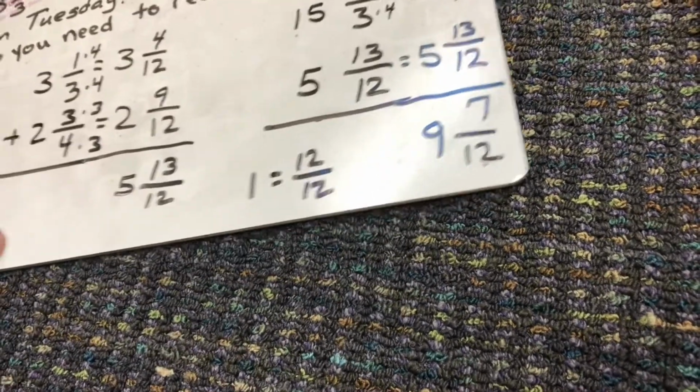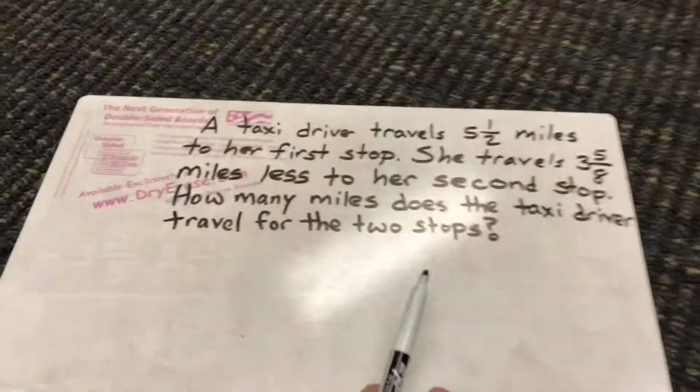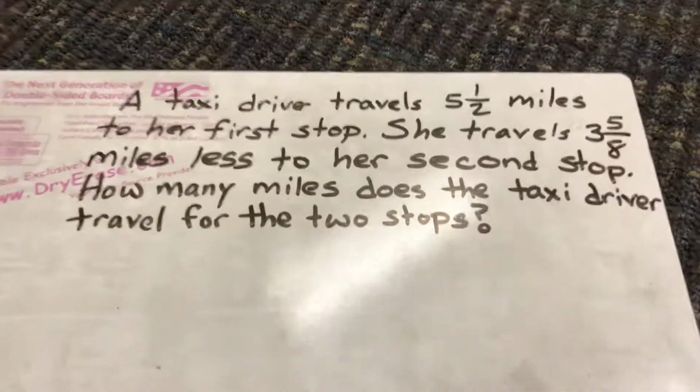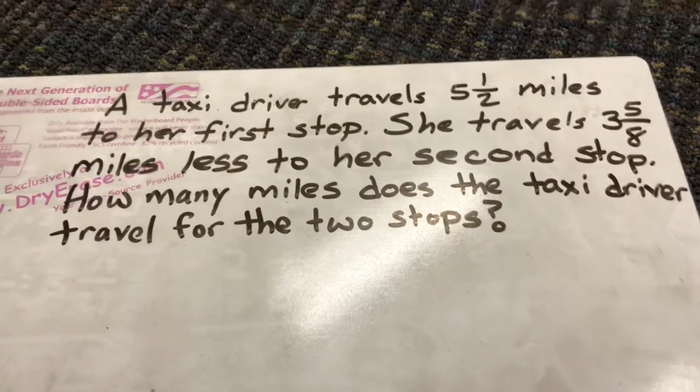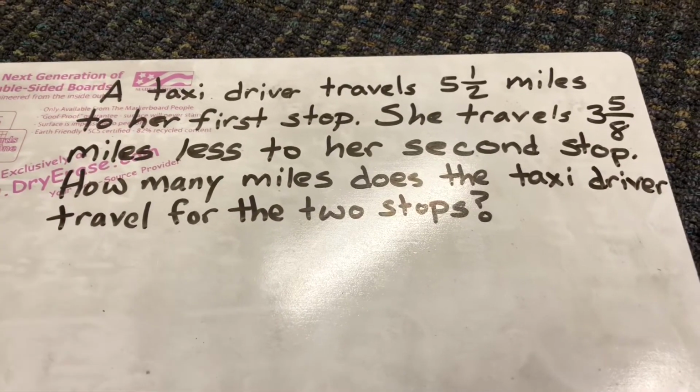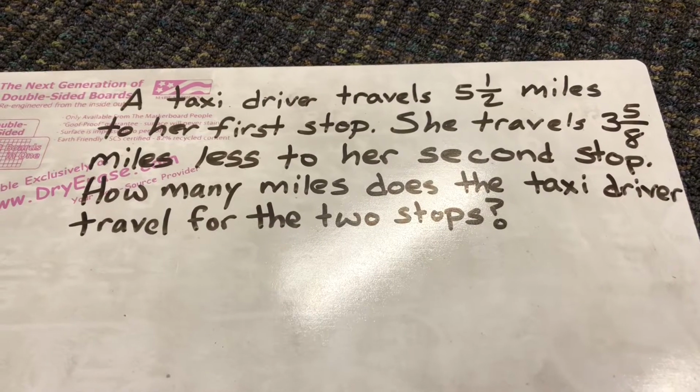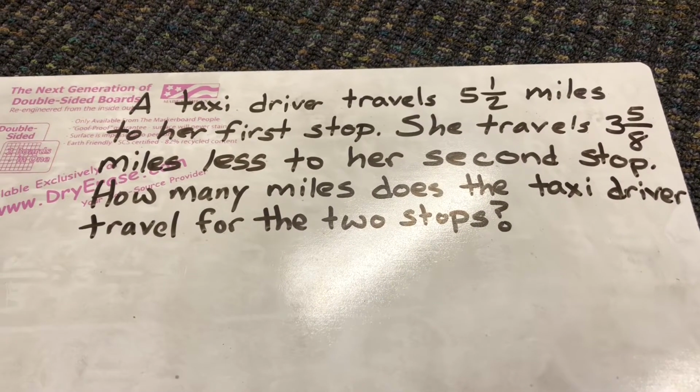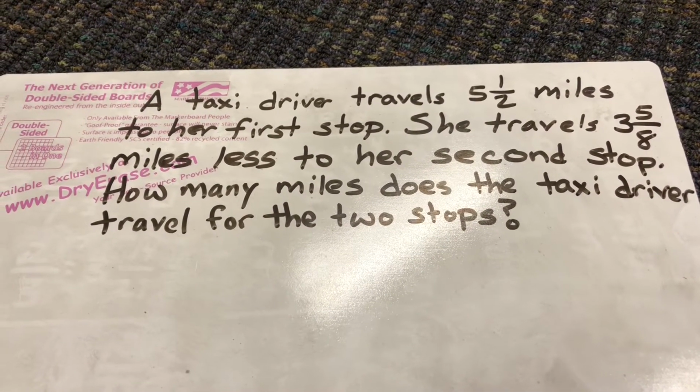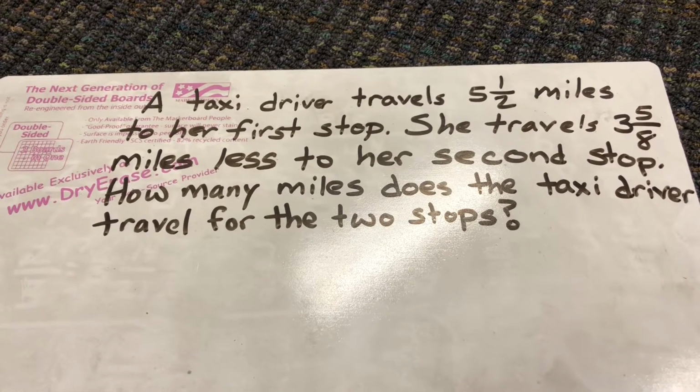All right, let's look at another one. I'd like a type that's on your test and review. Here we have a taxi driver that travels 5.5 miles to her first stop. She travels 3 5/8 miles less than that to her second stop. How many miles does the taxi driver travel for the 2 stops?